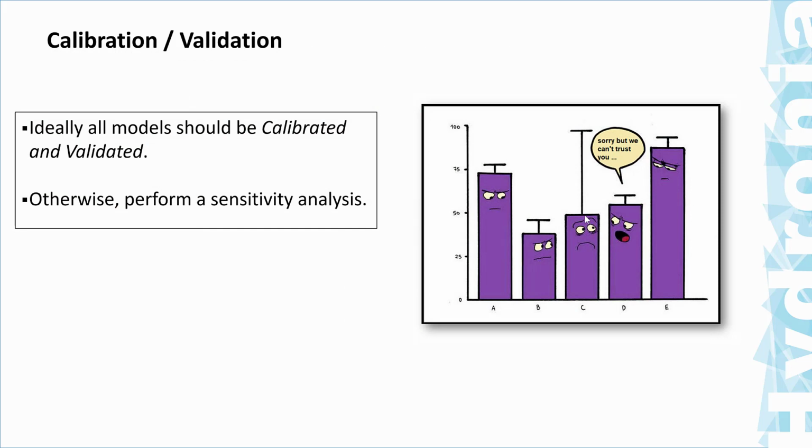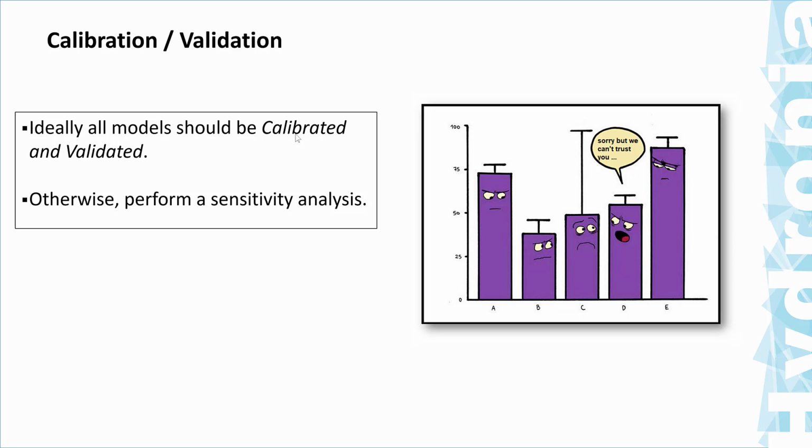Now, the model will give you results. Every run you will get results. The question you should ask yourself is, can I trust the results I'm getting? Well, the answer is simpler if you are able to calibrate or validate the model. There are two processes, called calibration and validation, that allow you to increase the reliability of your results.